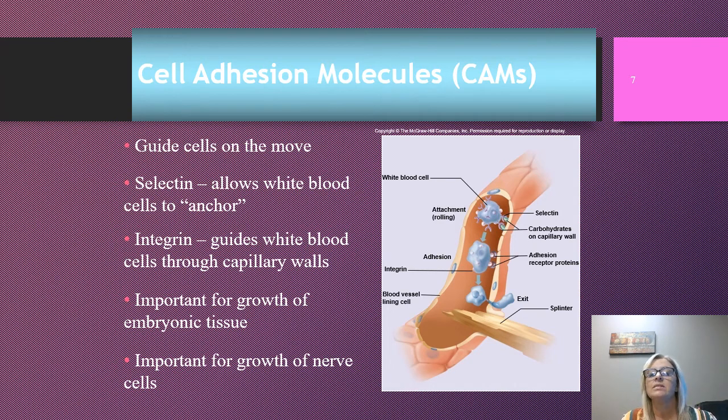We have selectins, and those coat white blood cells and provide traction and binding to help them move along. Integrin guides white blood cells and directs them through capillary walls where they're going to collect on that injury site, and then they're going to be a main component of pus there. Okay, so these are very important.